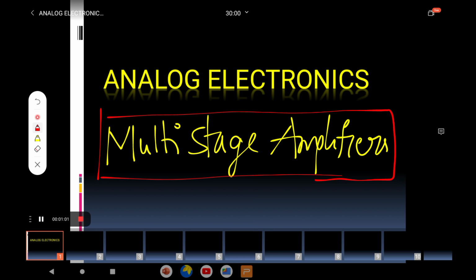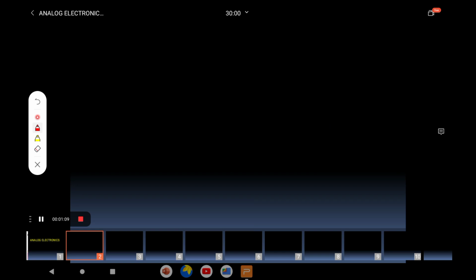Okay, let's move on to the topic. So today's topic is multi-stage amplifier. That is from the analog electronics series point of view. That is the first one.